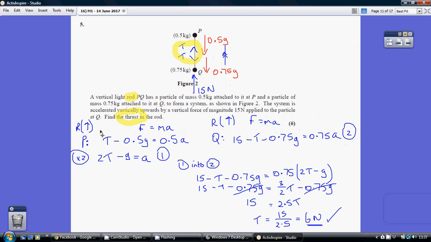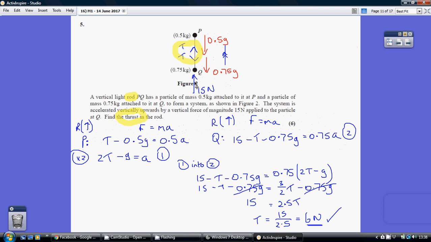So resolving upwards for P, so looking at P going upwards, my net force is the thrust take away the weight coming downwards, so T minus 0.5 g, so that's my net force, and using F equals ma, my mass is 0.5 for P, and obviously acceleration is my unknown. So I'm just going to park that for now at that line.